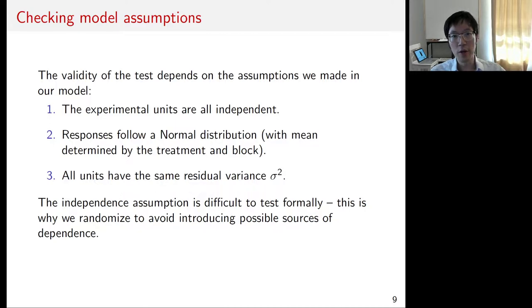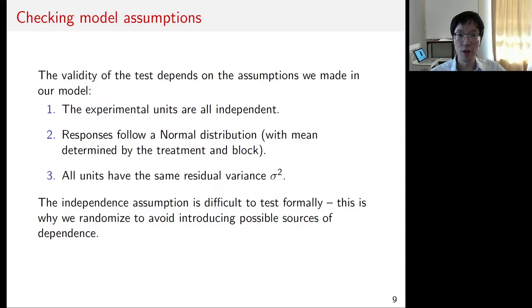So how do we assess these assumptions? Well, the independence one is hard to test, and that underlies one of the reasons why we do randomization. By randomizing, we avoid introducing additional sources of dependence among units. It doesn't guarantee independence, but that's an important step. So we will not be checking that formally. Now, for assumptions 2 and 3, though, we can use various plots to check.